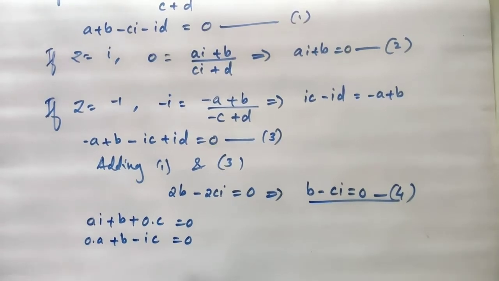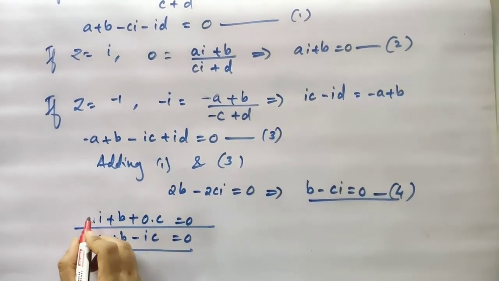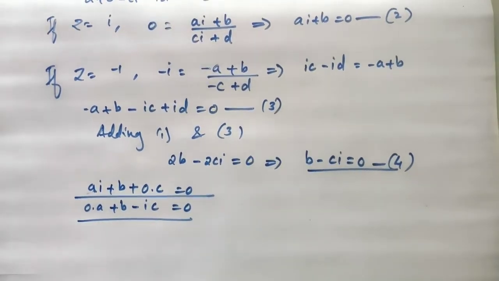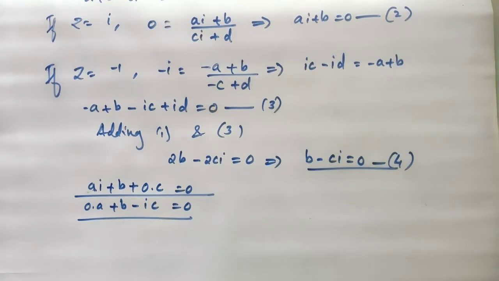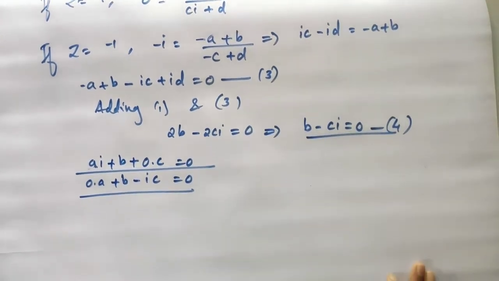So I have got 2 equations with 3 unknowns. Now I can solve for their corresponding or proportional values of a, b, c. Proportional values I have to find using these two equations. So using these two equations we'll find the proportional values for A, B, C. How? By cross multiplication method.